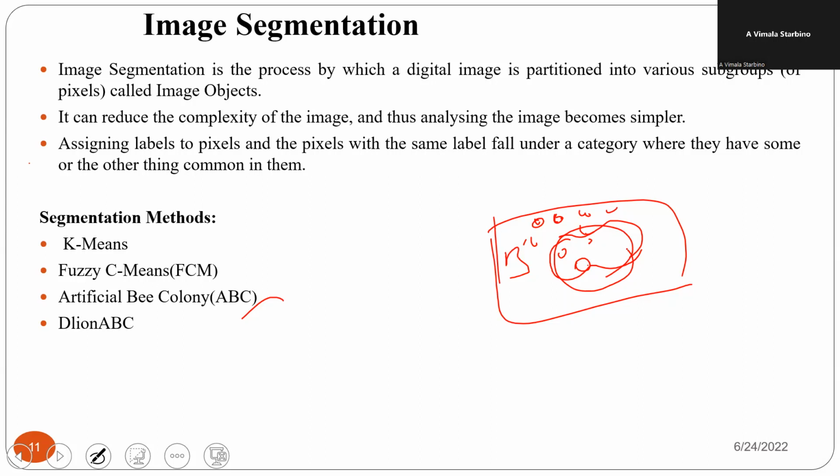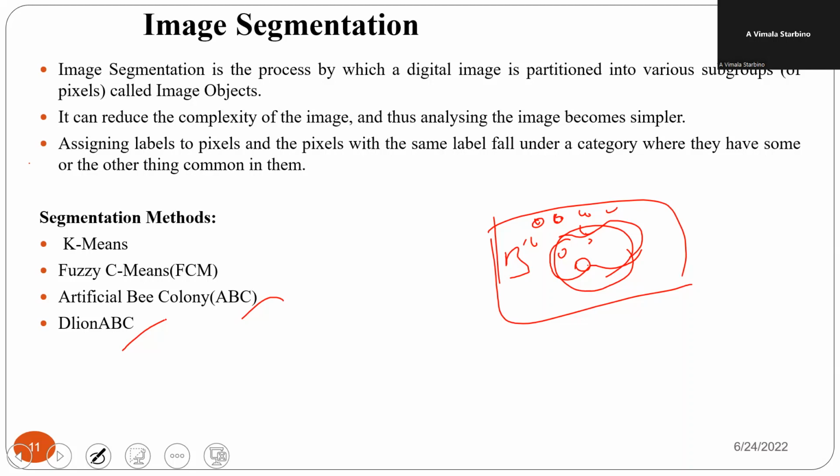To overcome that, I have developed a new algorithm, the D-Lion ABC algorithm. D-Lion is nothing but deep lion algorithm. This algorithm is based on the concept of how the lion searches for its food. How will the lion search for food? The lion will not choose a small area, it will choose a wider area. Some 10 lions will be located in different areas. If they find any animal, all the lions will come from different directions and attack that animal. That concept is applied here.